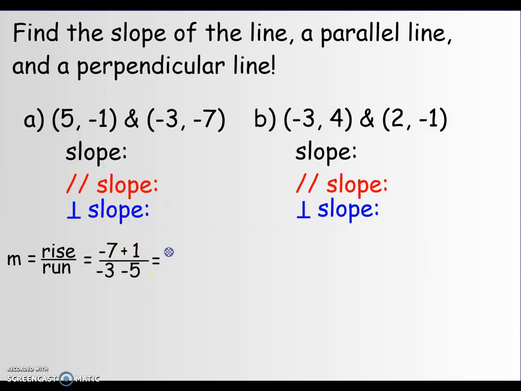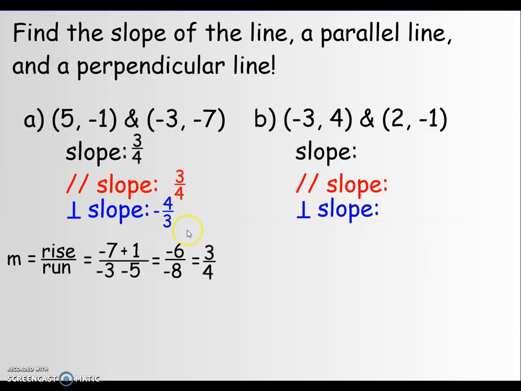And cleaning that up, in the top we get -6. In the bottom we get -8. And that, of course, is 3/4. So we know this slope is 3/4. And once we find the slope using our formula technique, we can find the parallel slope in mere seconds. We know parallel lines have the same slope. So 3/4, 3/4. And the perpendicular slope is just as easy. It is an opposite reciprocal. So since my original slope was positive, this is going to be negative, and we flip the number. Now why don't you pause the video and try problem B, and then come back.